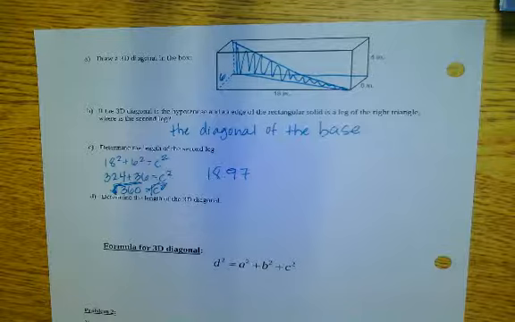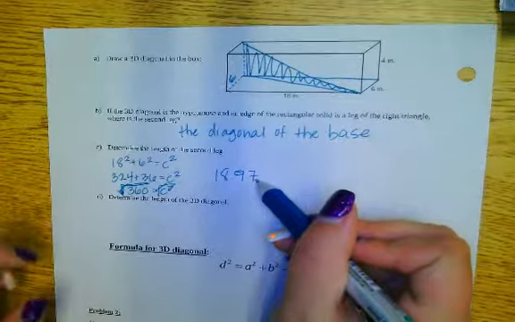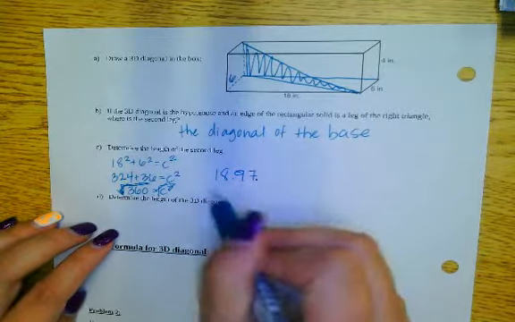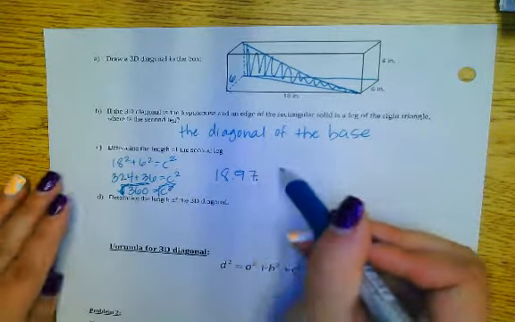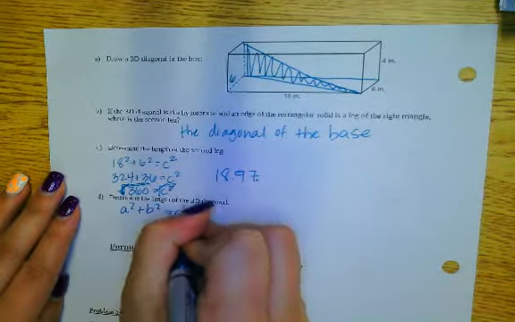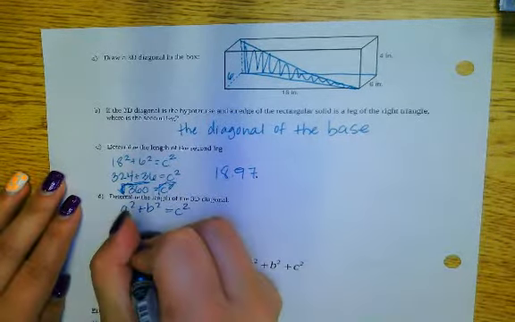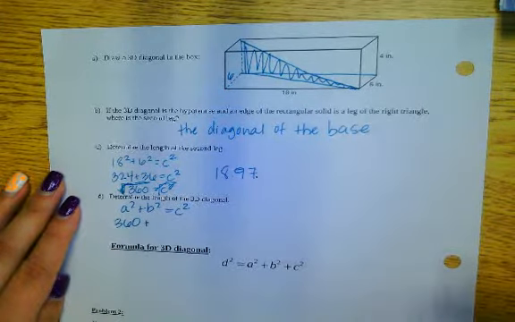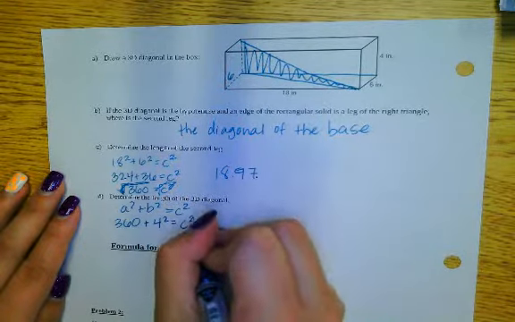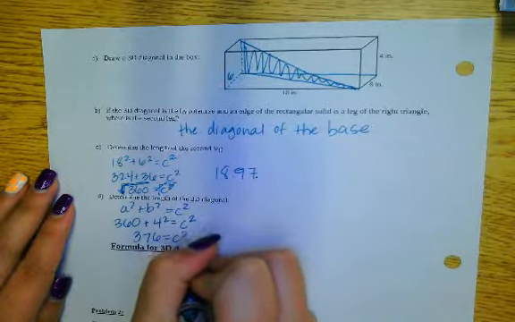Now it wants us to find the length of the 3D diagonal. So you technically have 18.97 squared, but what do you know that this value should be? When I square the second leg, what should I be getting? 360. So again, you have a squared plus b squared equals c squared. You know that 18.97 that you got squared should be 360, plus 4 squared equals c squared. So 376 equals c squared.